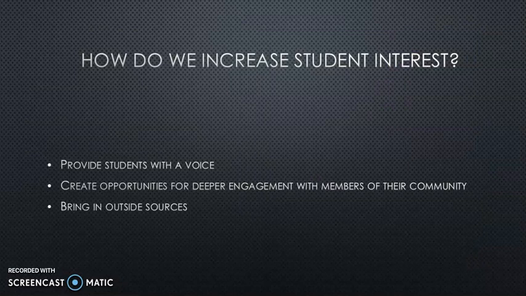So how do we increase student interest? First, we begin by just simply providing our students with a voice, and that is exactly what these public campaigns do. Students are able to take a topic of interest and show it to the world and not just learn about it in books. This also creates opportunities for deeper engagement with members of their community.